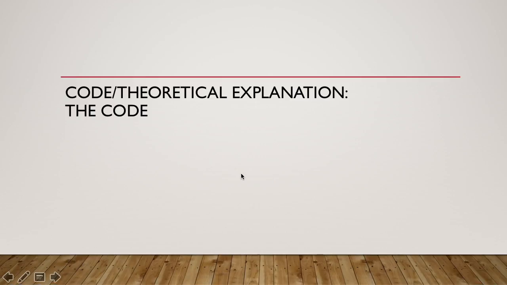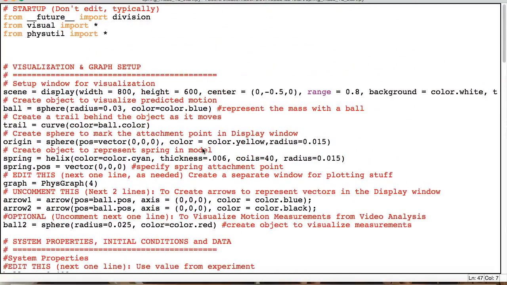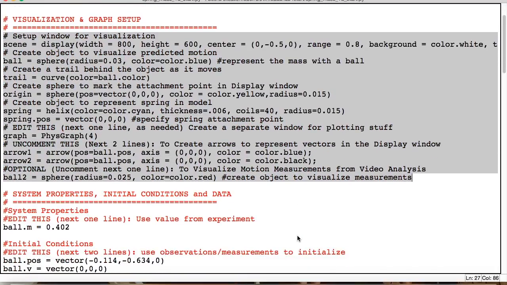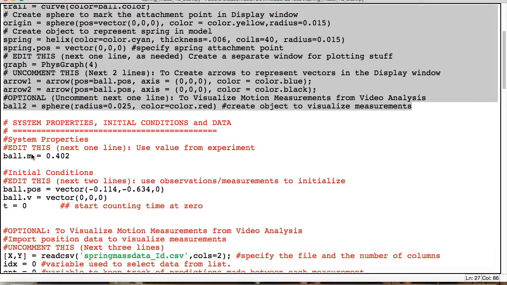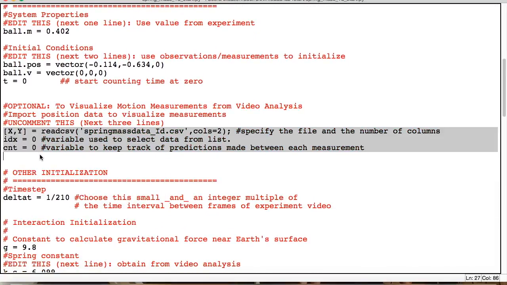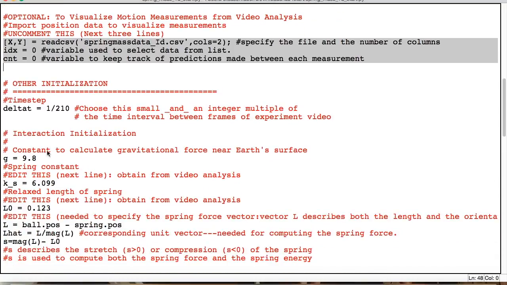Now let's take a look at the code. This is the code that I used to set up our experiment. This first part is for the visualization of the graph and the screen that we'll see shortly. The mass of the ball, position, velocity are all already set up. Our time is equal to 0. This part is to extract the data from our CSV file from the information we got from Tracker. Our delta T, gravity constant, spring constant, and L naught are all set up.